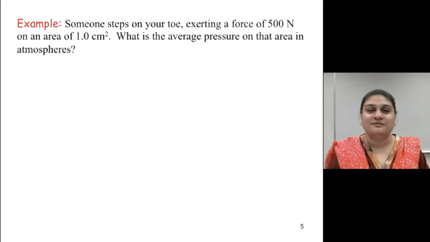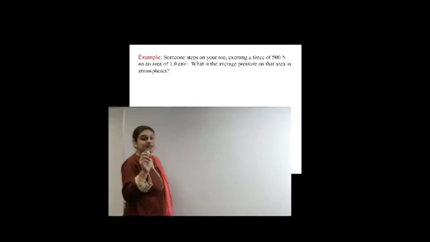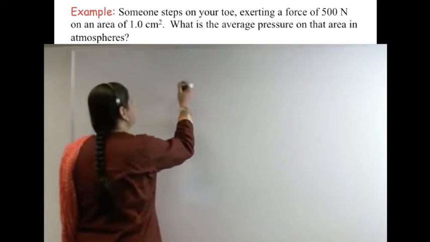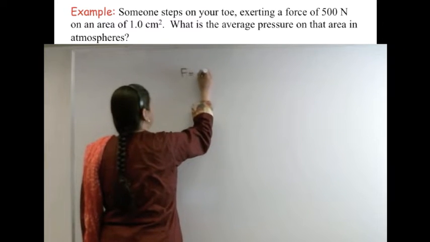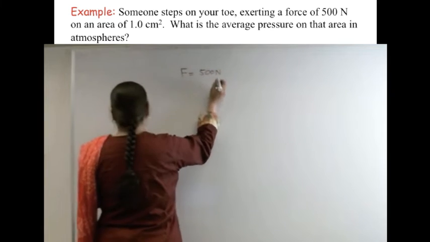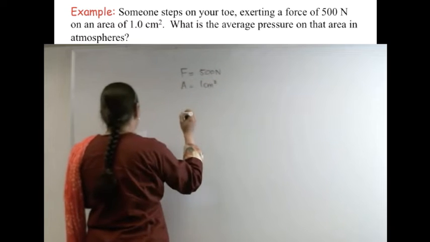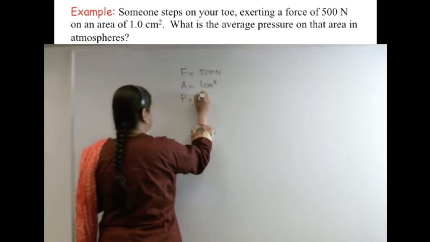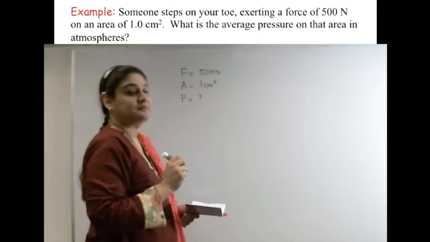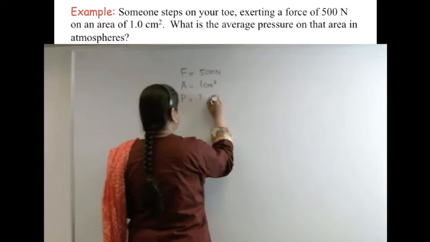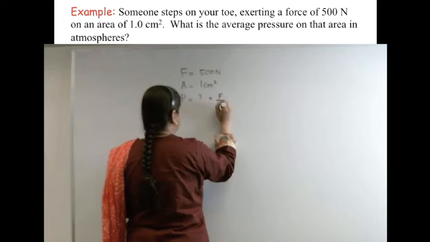As an example, if someone steps on your toe, exerting a force of about 500 newtons over an area of 1 centimeter squared, what is the average pressure on that area in atmospheres? In this case, someone steps on your foot and exerts a force of 500 newtons on an area of 1 centimeter squared, and it's asking how much pressure you will feel.